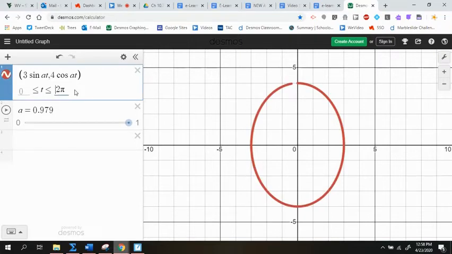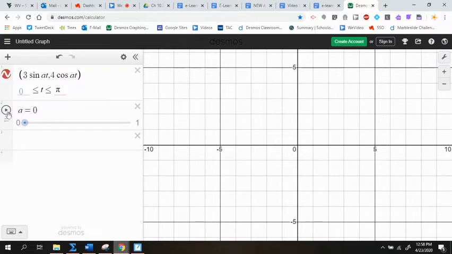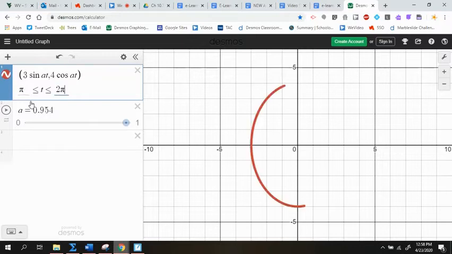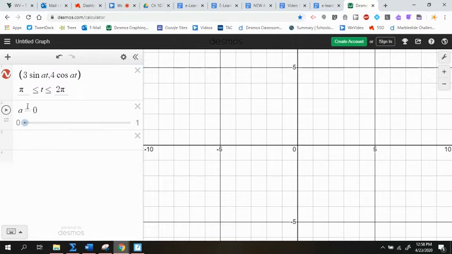And let me show you what I was saying before. If I only made this be from 0 to pi here, then this thing would still start at the top, but would only do this right half of the ellipse. And if I went from pi to 2 pi, it's going to be interesting here. It's because of my time values. I'd have to change my time, but you would get the left half of the graph.